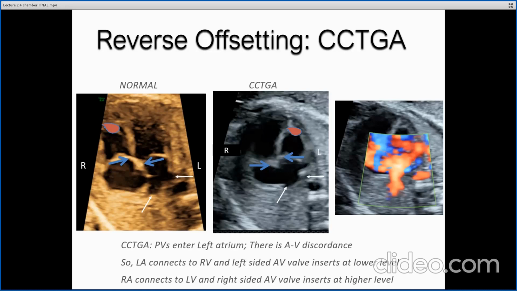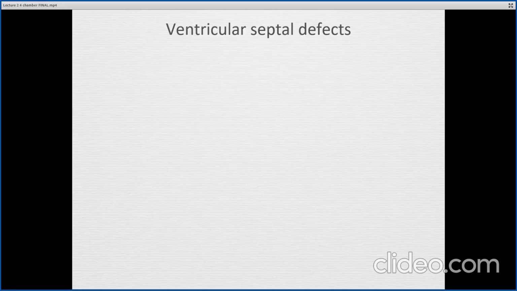So by a careful analysis of the four-chamber view for looking at this phenomenon of reverse offsetting, a valuable clue to the diagnosis of corrected transposition of great arteries can be obtained. Further up in CCTGA, there will be abnormality of the outflow, with the left ventricle giving rise to the PA and the right ventricle giving rise to the aorta. Many a time, CCTGA, just by the evaluation of outflows, is wrongly interpreted as complete transposition. So if you do a careful analysis, the correct diagnosis of this condition will be obtained.